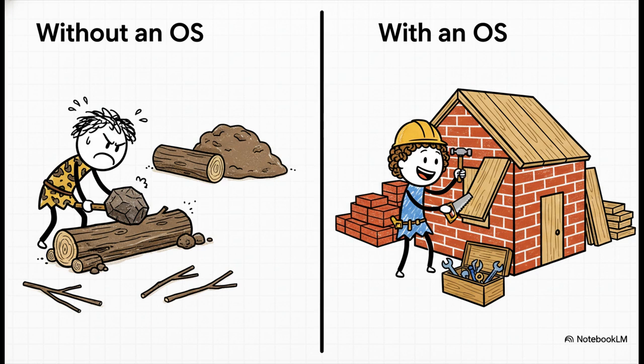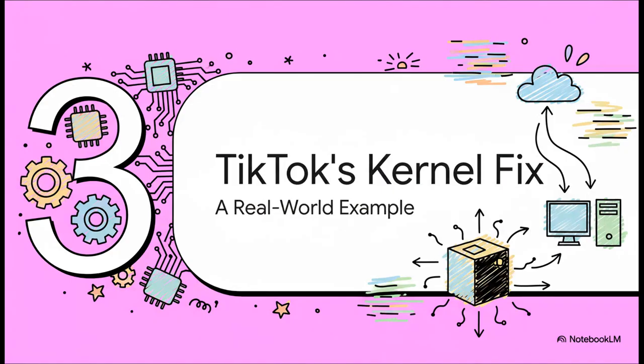Building an app without it would be like saying, I'm going to build a house, but first I have to go out and make my own bricks and forge my own hammer and chop down trees for wood. It's just so much easier to use the tools that are already there for you. Okay, so let's check out a real-world story that shows how understanding these hidden details is basically a programmer's superpower.